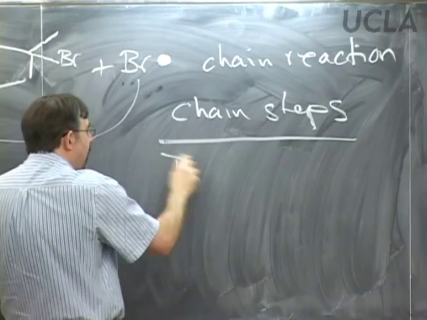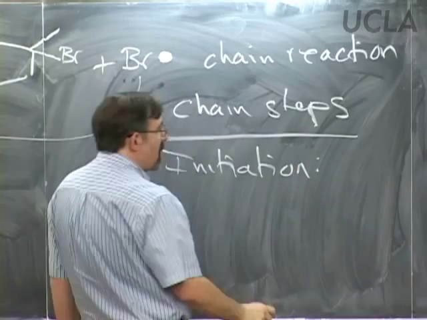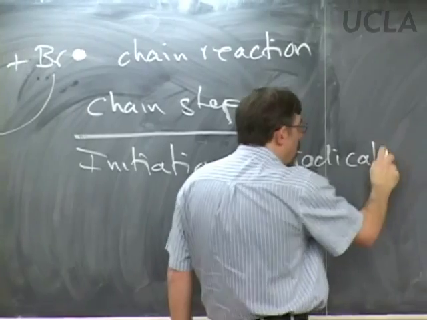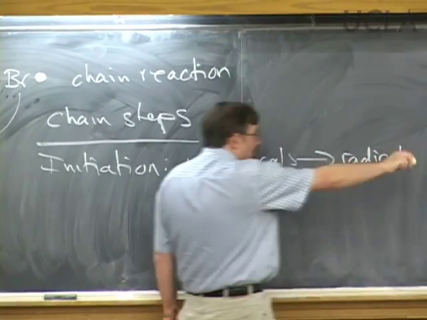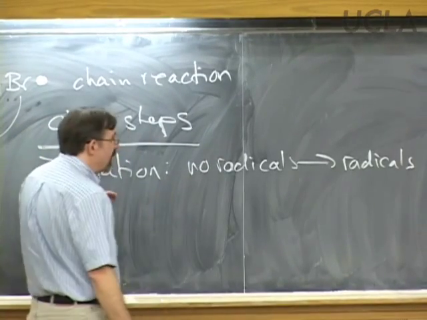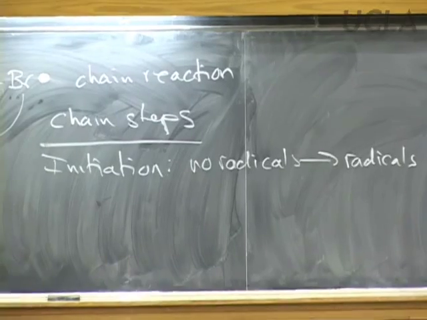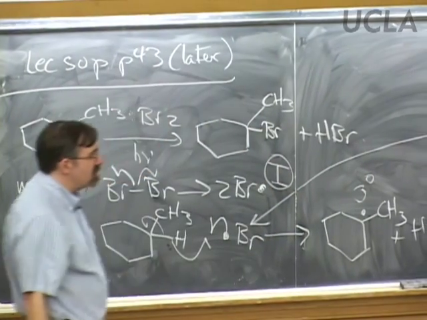come in three flavors. There's initiation, and an initiation step is where we have no radicals, and we produce radicals. And those radicals can go on and make chains. So in other words, chains are initiated. So in our mechanism over here, this step in which the bromine-bromine bond is broken, that is an initiation step. I'll call it I.